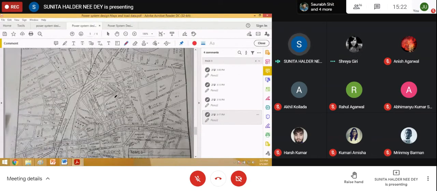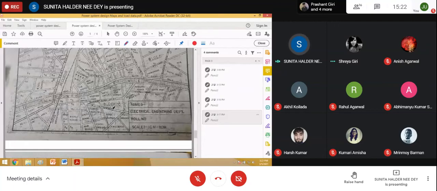Actually, the actual size is not A4. I think it is A3 or more than that. So it will be better for street lighting and road segmentation. It should be in the actual map. So if you can collect it, it is better.